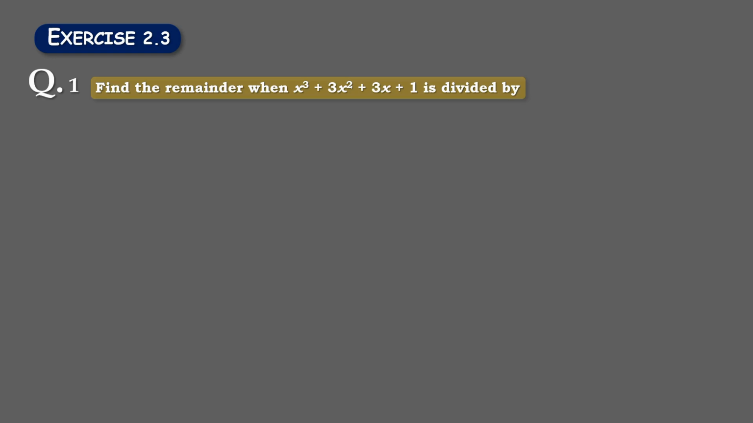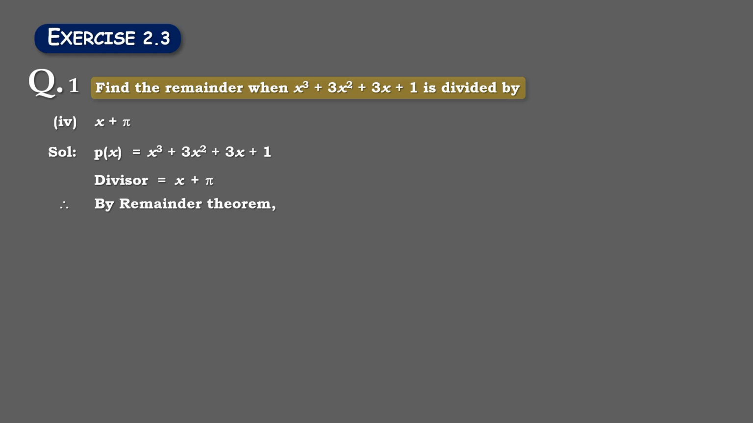Question 1, Part 4. Find the remainder when x cubed plus 3x squared plus 3x plus 1 is divided by x plus pi. Let p of x be equal to x cubed plus 3x squared plus 3x plus 1. The given divisor is x plus pi. According to the remainder theorem, if a polynomial p of x is divided by x minus a, then the remainder is p of a. Here, x plus pi is equal to 0, so x is equal to minus pi.